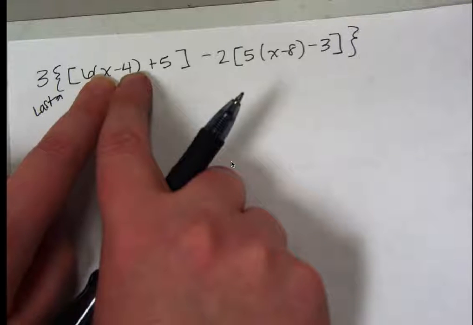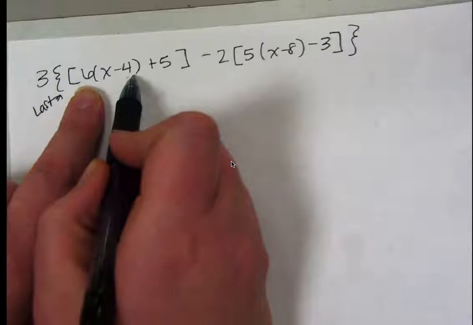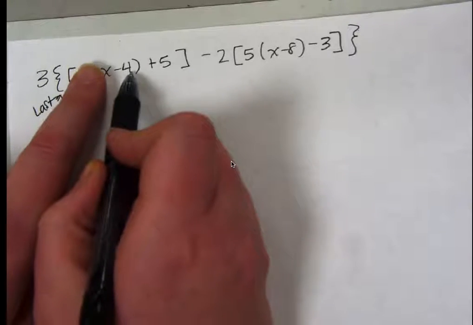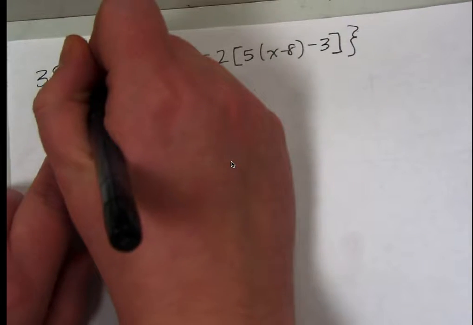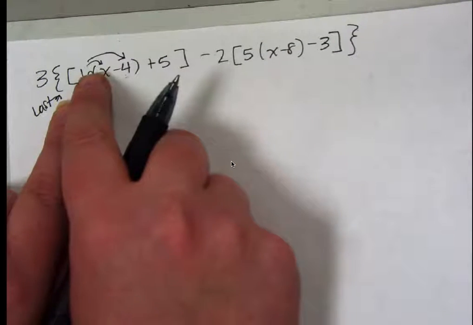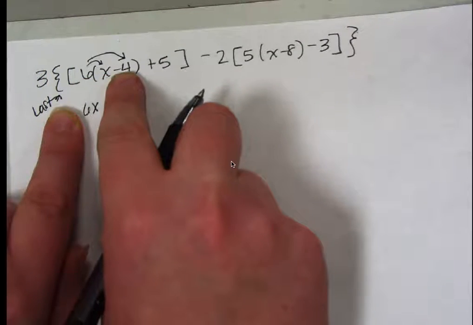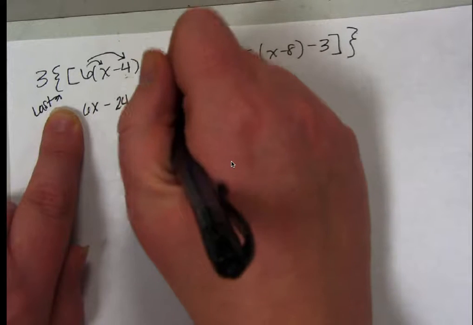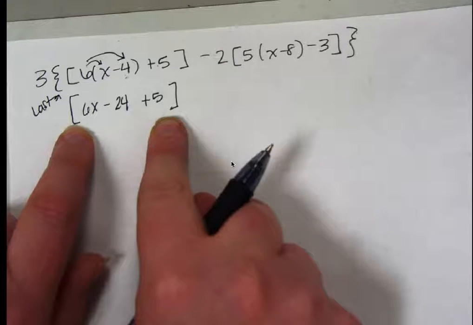So this grouping symbol of x minus 4, if we can simplify or combine any like terms inside, we want to do that. But x and 4 are not like terms. So what we do to get rid of that grouping symbol is distribute the 6 throughout. To distribute, you multiply each term by 6. So 6 times x is 6x, and then 6 times -4 is -24, and then we have this plus 5. So this is what is inside the brackets.